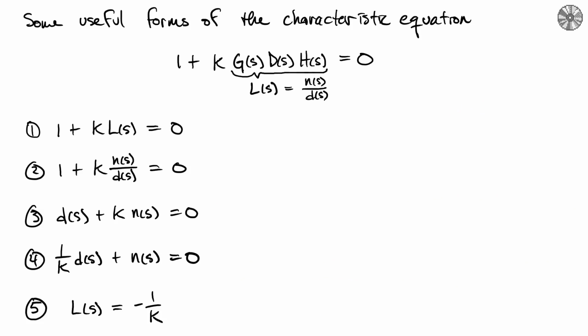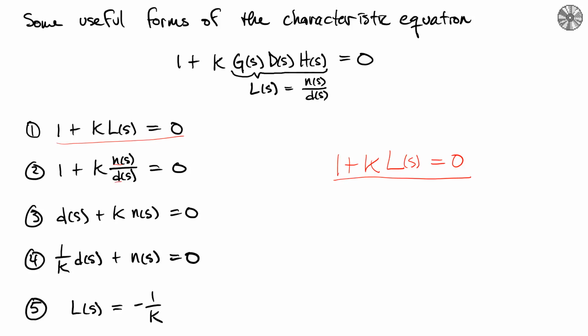Now the characteristic equation, we're going to see it in a multiple of different forms. Again, essentially it just says that 1 plus k times L of s has to be equal to 0. But we're going to write L of s in terms of its numerator and denominator, and we're going to see that there are a couple different forms of this that then become useful. So we can rearrange this expression, which is the same one as in 1. We can insert the numerator and denominator, N and D, just like this.